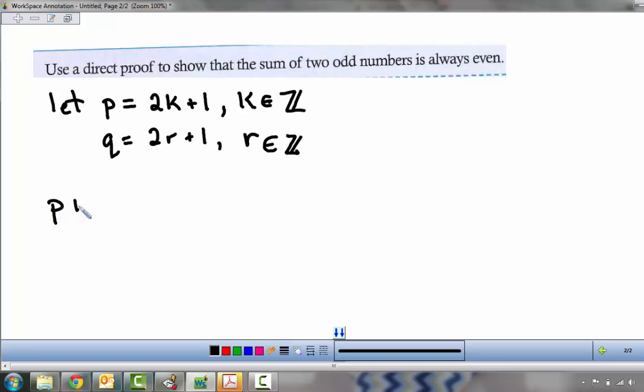So P plus Q. Using the notation from the previous slide, we should be thinking, okay, we're trying to show that this sum can be written as 2 times an integer. So let's see what we can do.